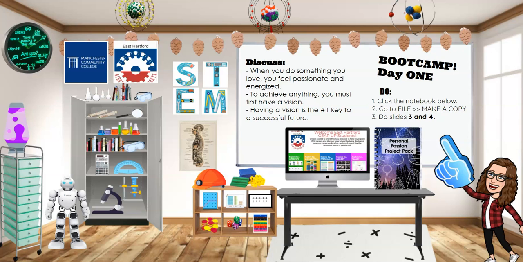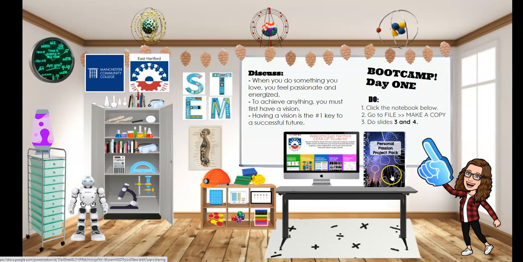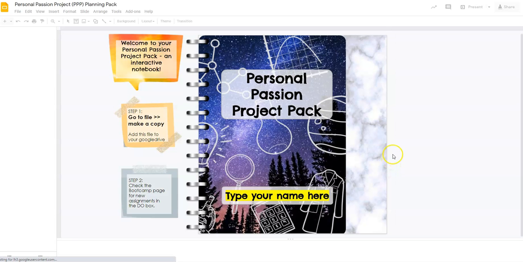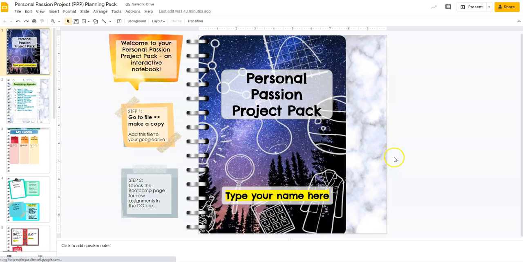Something that you'll be using every week in Bootcamp is your Personal Passion Project Pack. To get there for the first time, click on the notebook from the virtual classroom page. Then you'll get to a screen that looks like this.